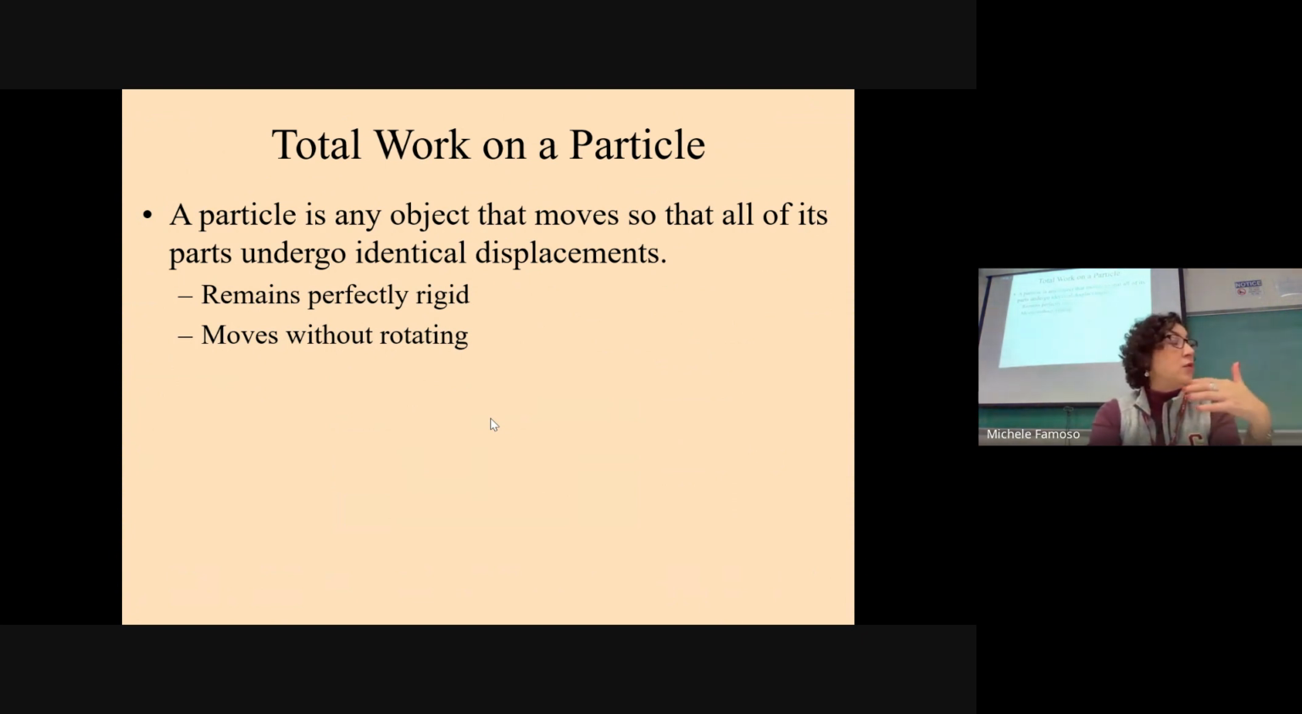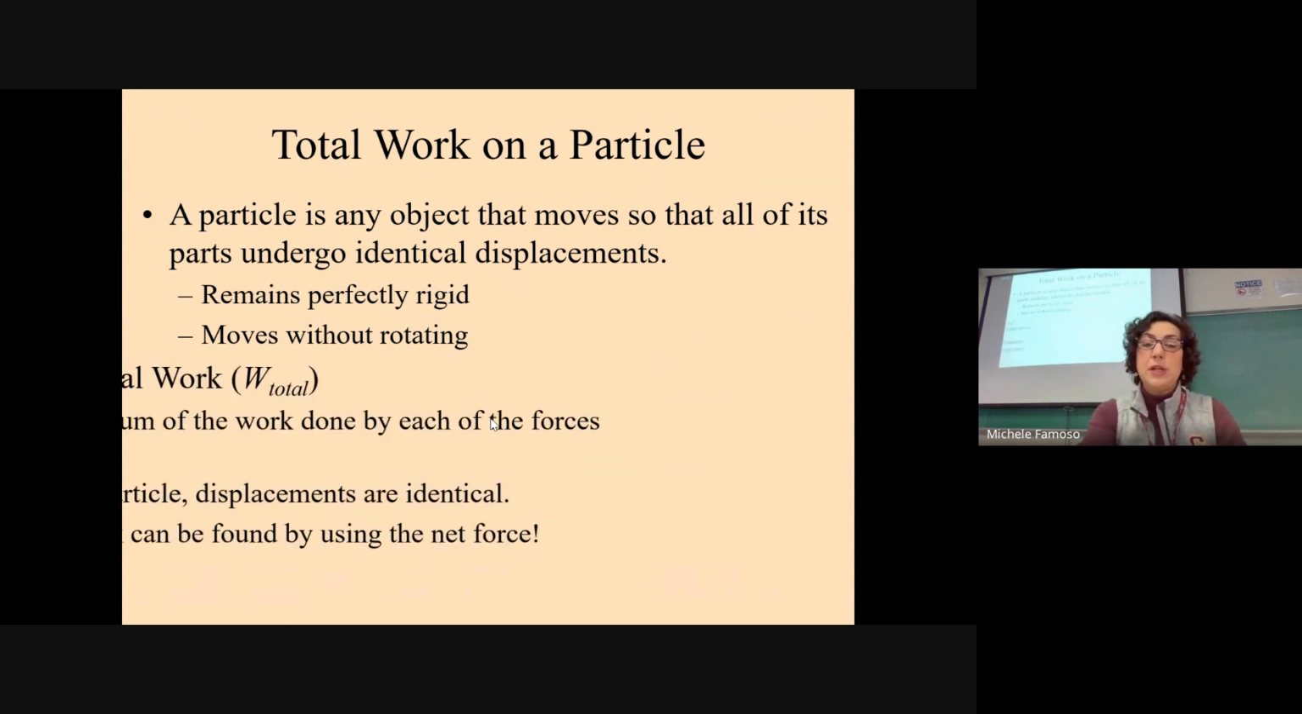Total work is the amount of work done by each individual force, and then you sum them together, acting on the object. And most of the time we're going to talk about a particle as the object that the work is being done on. A particle is kind of like what we did with a projectile, where we're dealing with something that's not rotating and it's perfectly rigid. So that way all components of the object have the same identical displacement.